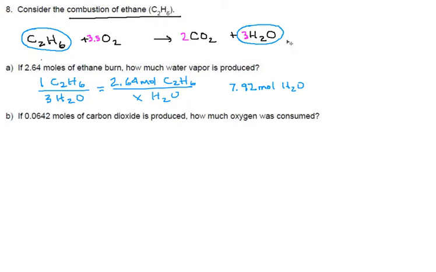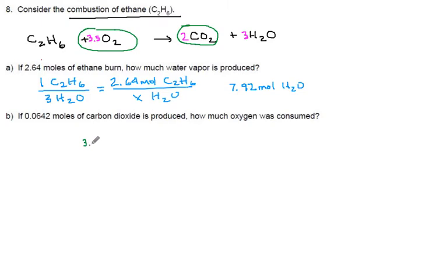What next? I assume it'll be a different ratio, so we'll just clear those out. 0.0642 moles of carbon dioxide is produced. So now they're asking about carbon dioxide and oxygen. So let's do some more circling here. Now they want us to jump from carbon dioxide to oxygen. So our ratio is, we have 3.5 oxygens for every 2 carbon dioxides.